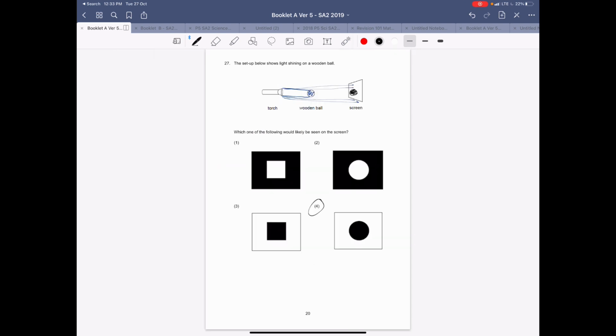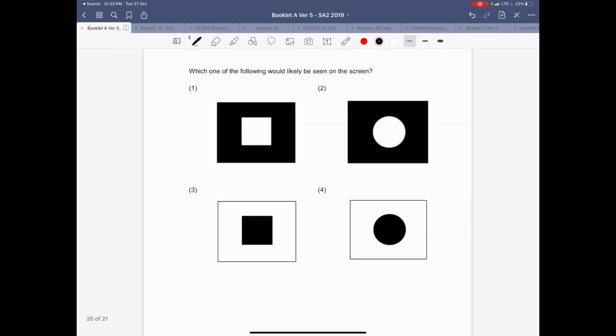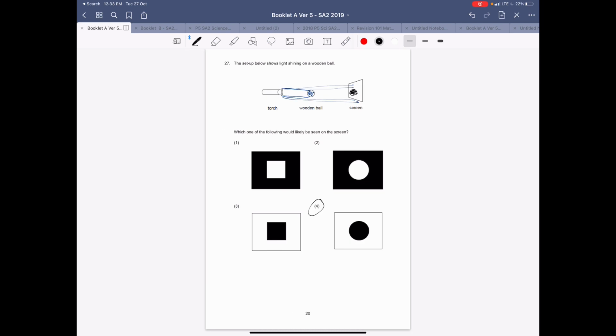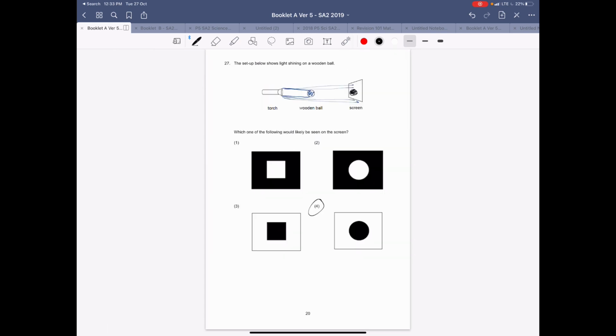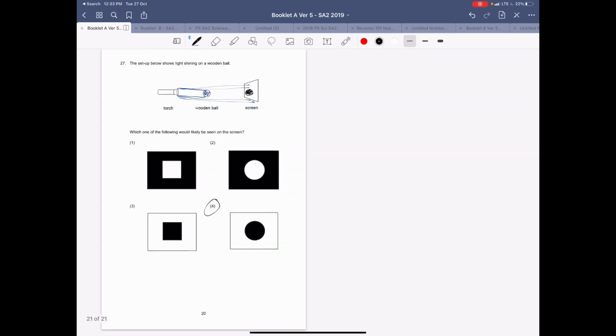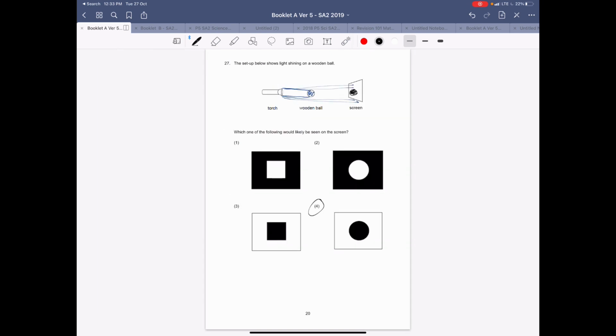Now, what we're going to have here is an item, a torch. And then after that, we have an object represented by blue color. It's going to be 2 cm. I'm going to put it as 2 square height. And then I have a screen.